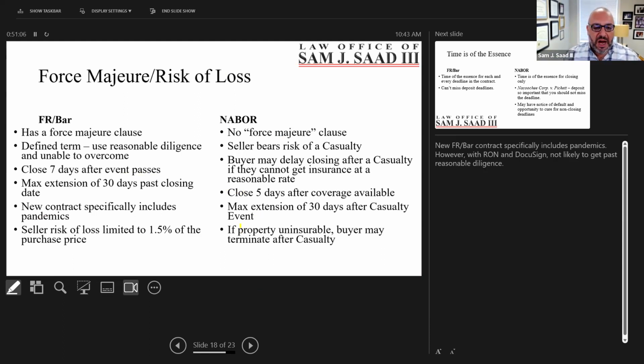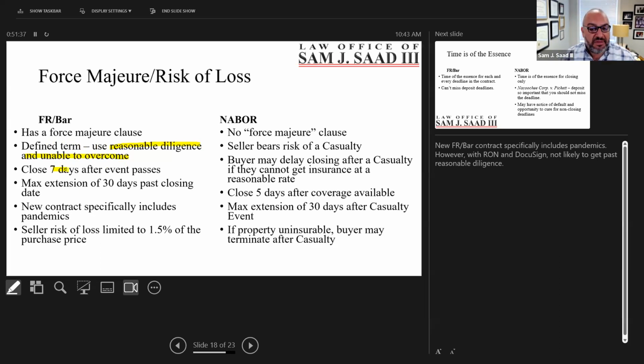Okay, force majeure, risk of loss. Very different formats. FRBAR has a specific force majeure clause, whereas NABOR does not. Under the FRBAR contract, force majeure is a defined term, and you have to use reasonable diligence and be unable to overcome the force majeure. If that is the case, then you close 7 days after the force majeure event passes.